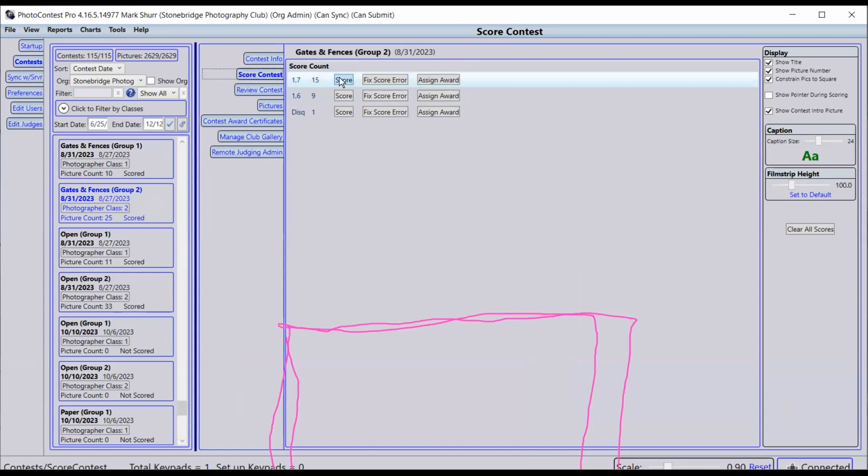Okay. Oh, now my drawings are back. Yeah, now they're back. All my drawings are back.